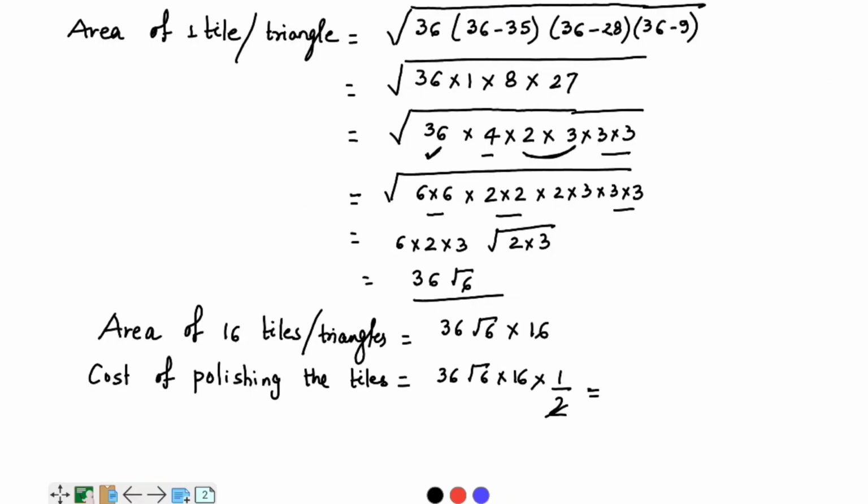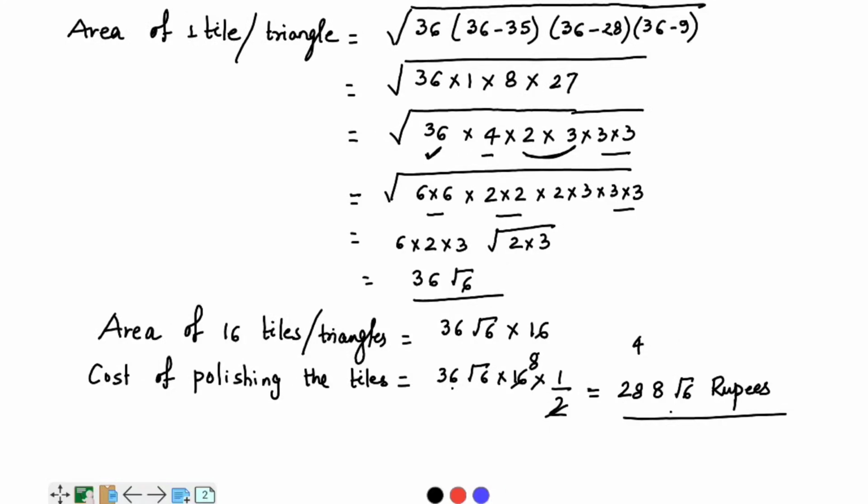So it will come out, 2 8s are 16. That is equal to, 8 6s are 48, means 8 and 8 3s are 24, 24 and 4 is 28. So 288 and then root 6. This is in rupees. 288 root 6. Now this is the cost of polishing the tiles.